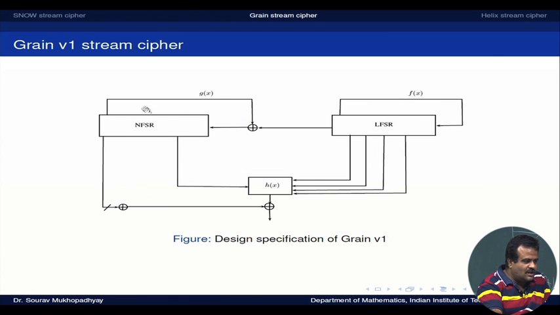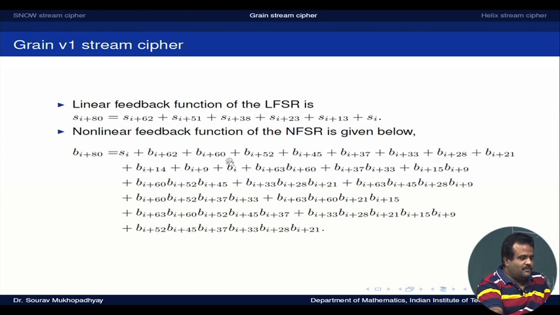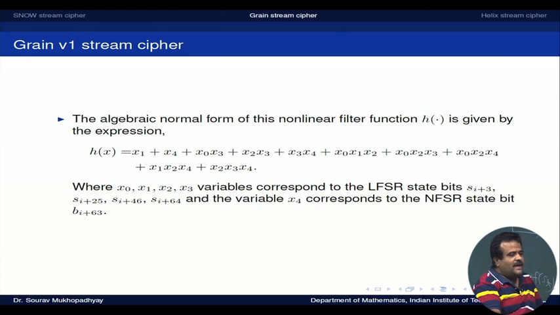So G is taking a few states of the NLFSR, and it is a nonlinear function, and then it is XORing with this LFSR function, and it is going to the NLFSR bit. Okay. So this is the update function, the bit which is updating the NLFSR. Okay, and then we have the H function.